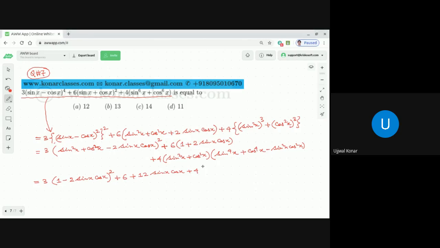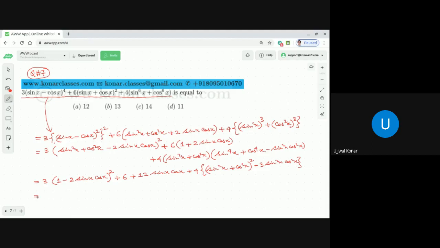So what you can write is that, here you can write sin square x whole square, okay, sin square x plus cos square x whole square, a square plus b square means a plus b whole square minus 2ab, minus 2 sin square x cos square x, minus sin square x cos square x, that is minus 3 sin square x cos square x.